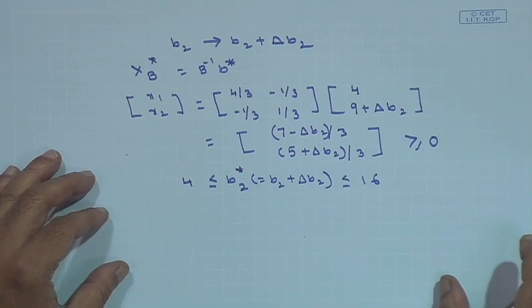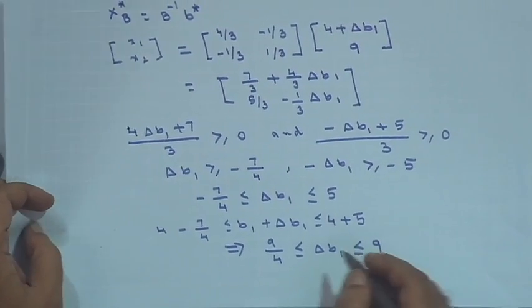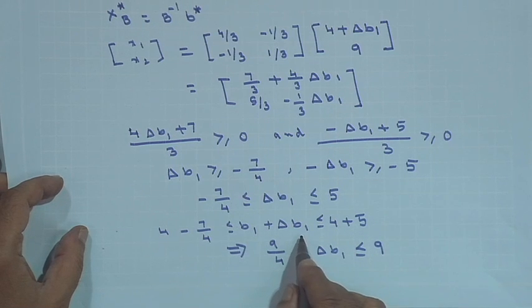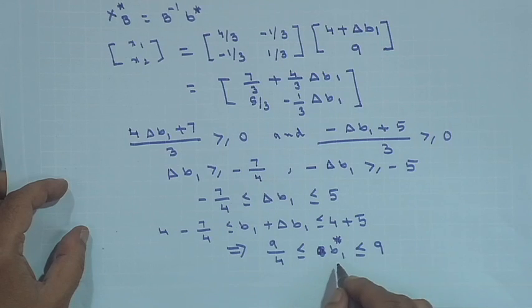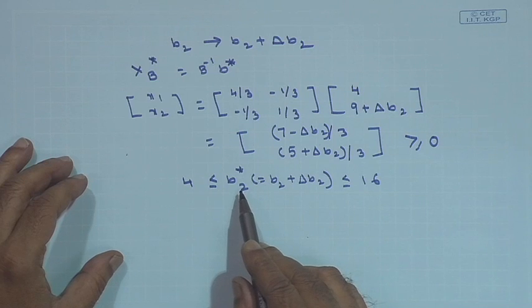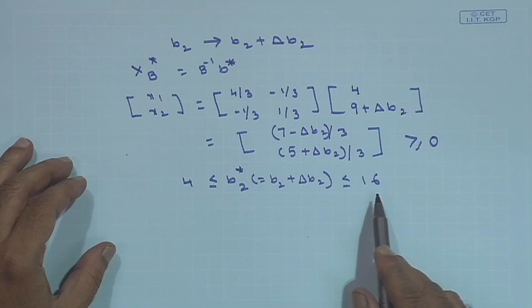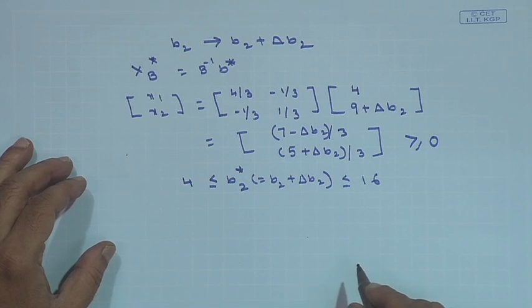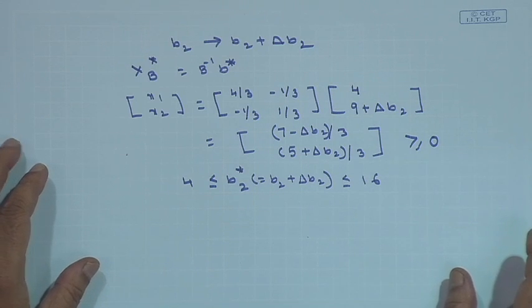So, this should not be delta B1, but B1 plus delta B1, which I can call B1 star. For the earlier case it is not delta B1 but B1 star, and here it is B2 star. So, B2 star can take values from 4 to 16, or in other sense, the original value of resource 2 was 9. If you increase it up to 16, then also the optimal solution of the original problem will remain as it is.